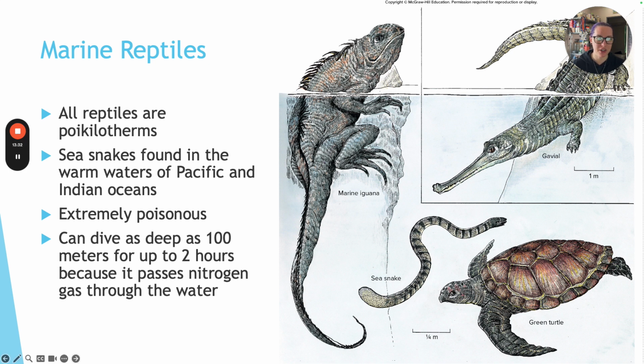Sea snakes in particular, these little cuties here, are found in the warm waters of the Pacific and the Indian Oceans. These little buddies are extraordinarily poisonous. They can dive really, really deep, as far as 100 meters and for up to 2 hours, because they have this adaptation to be able to pass nitrogen gas through the water and not absorb salt into their scales.